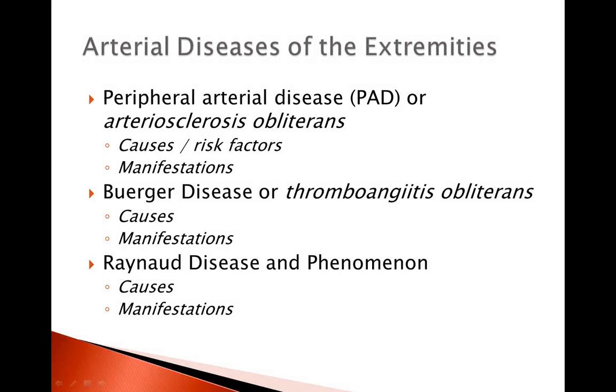This lecture will take you through the summary of the arterial diseases of the extremities and the different types of aneurysms, including emboli formation and thrombus formation. Looking at the arterial diseases of the extremities, there's three main diseases that we're looking at.